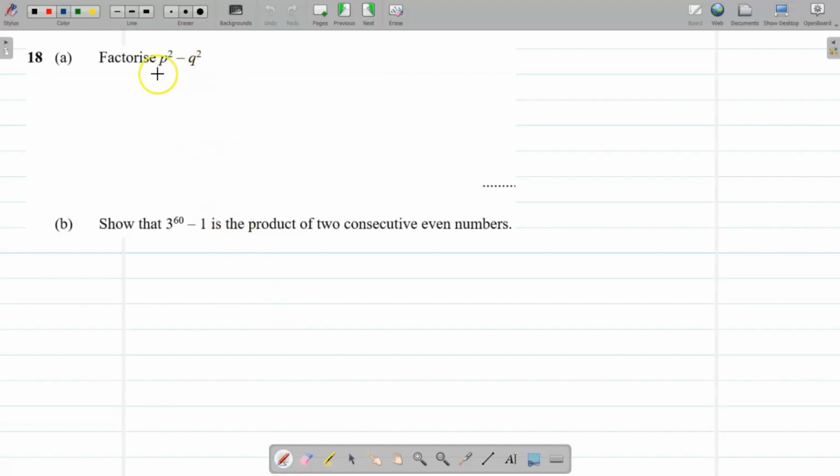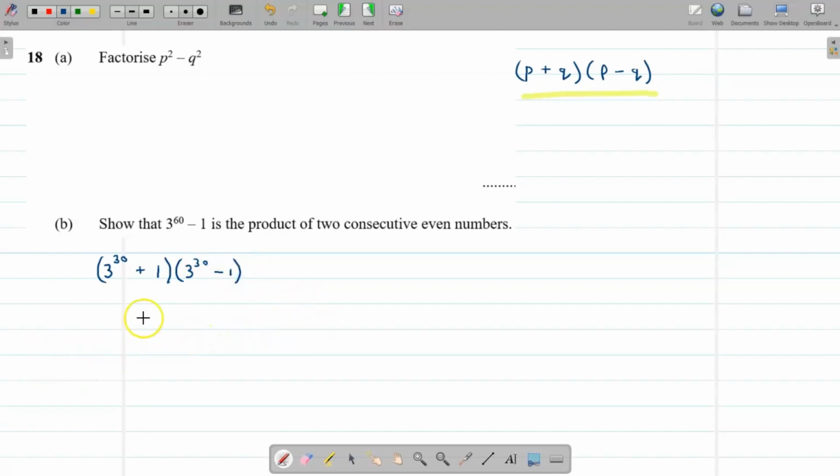So now in this question, you've just got to learn this. This is called the difference of two squares, okay? And it can be written as P plus Q multiplied by P minus Q. And for the second part, we actually use the difference of two squares. If you understand how powers work, you'll know that this is 3 to the power of 30 plus 1 multiplied by 3 to the power 30, minus 1.